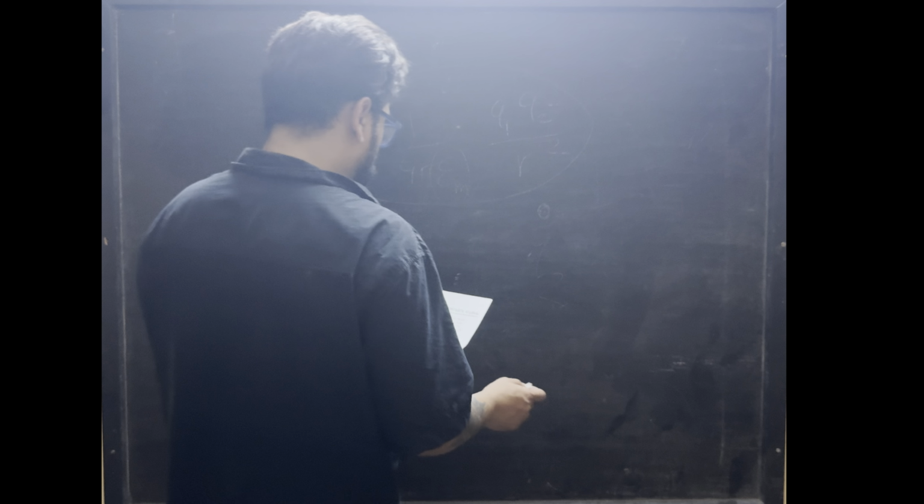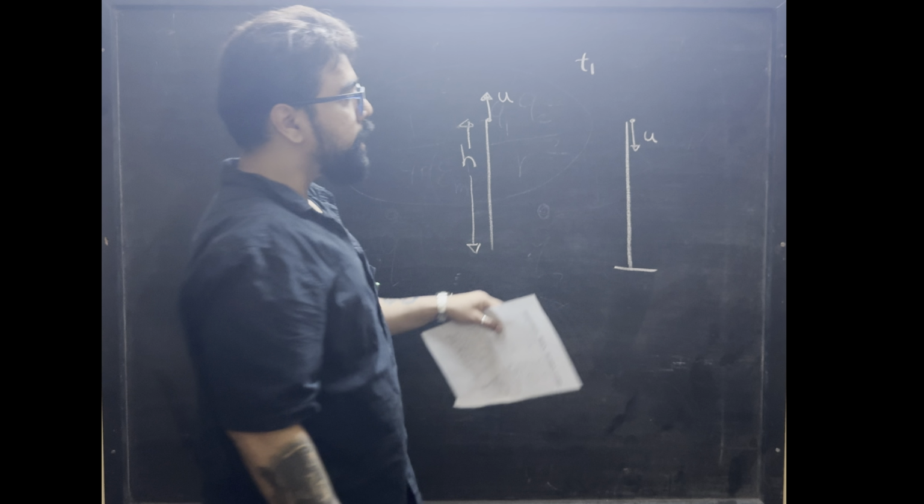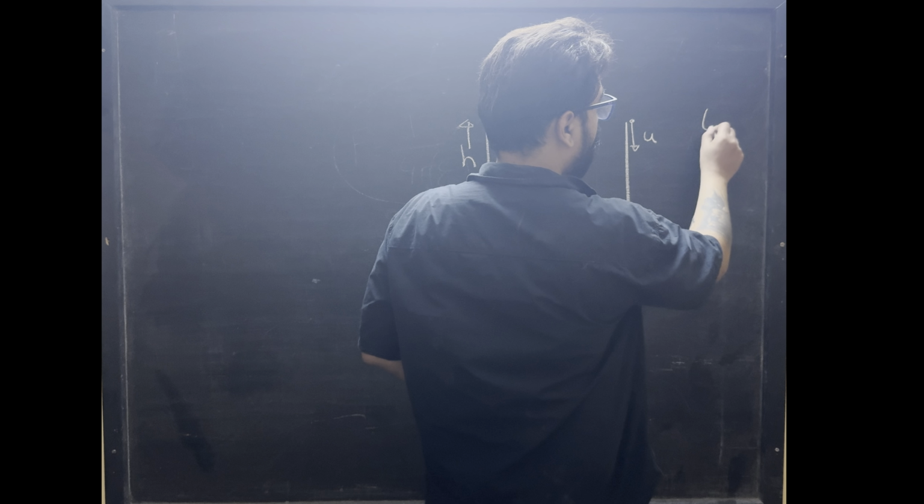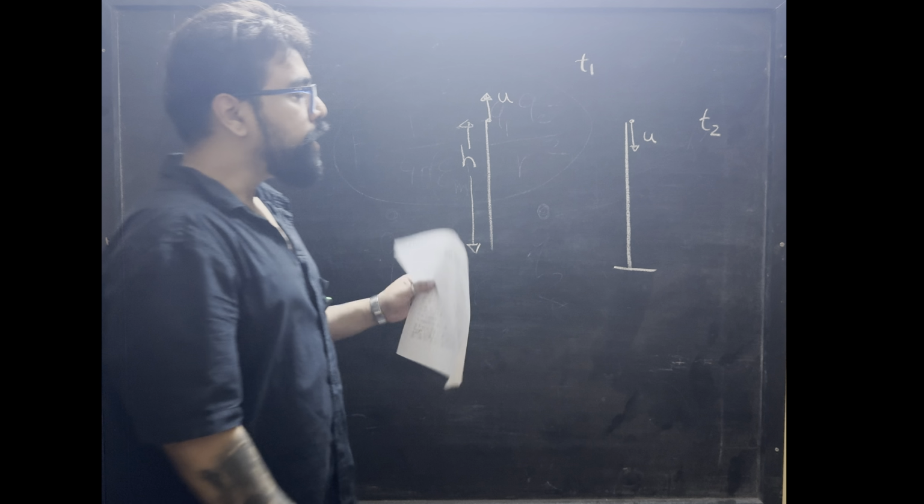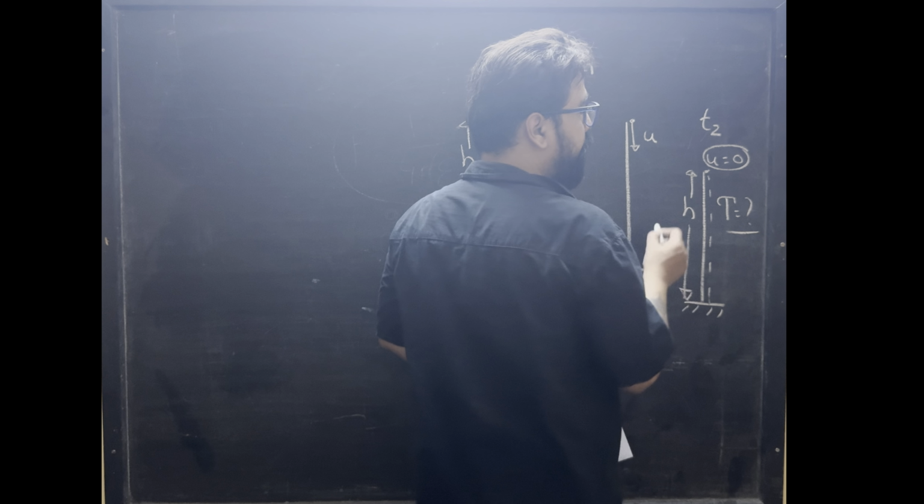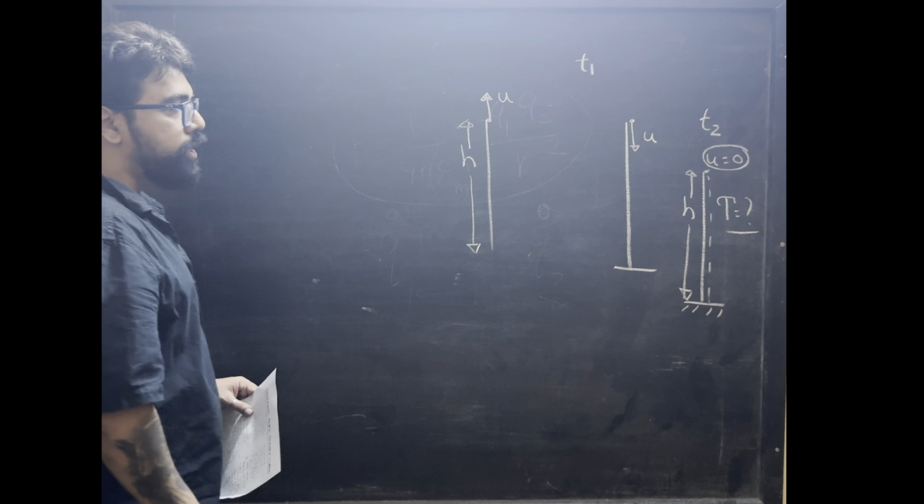And now on the same tower, from the top, a ball is projected vertically downward with the same velocity. The same ball is now projected vertically downward, and in this case, the ball takes time t2 to reach the ground. So what you have to find out is, if the ball is released from the top of the tower from rest, how long is it going to take to hit the ground. Let us call this time capital T, and the question is capital T equals question mark. So how to do that?